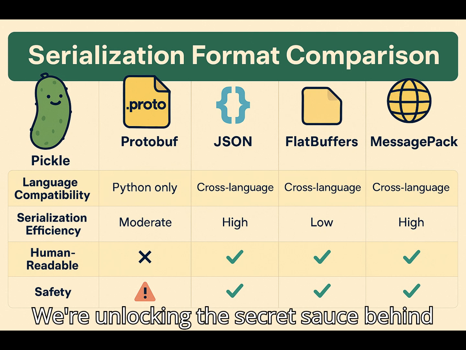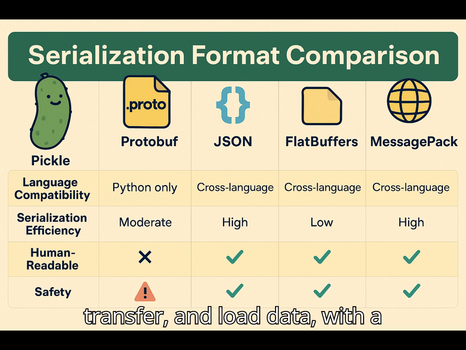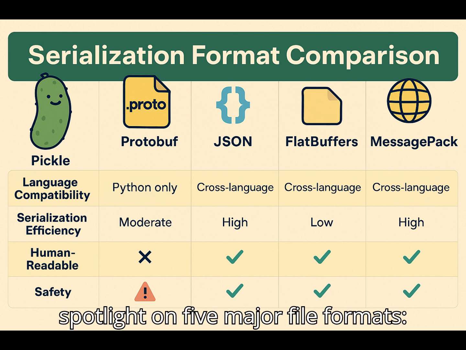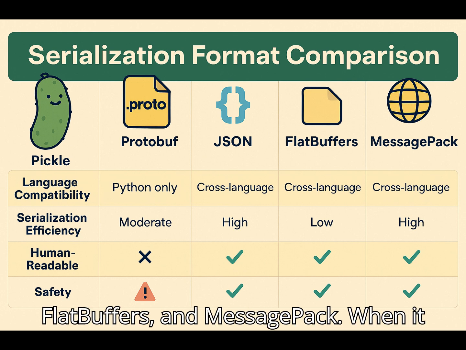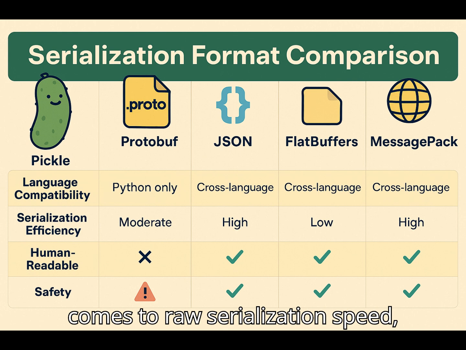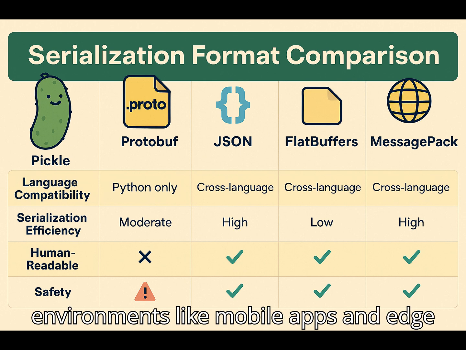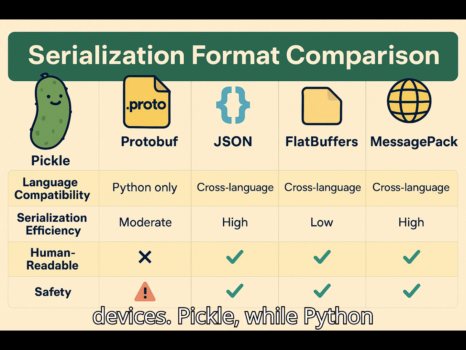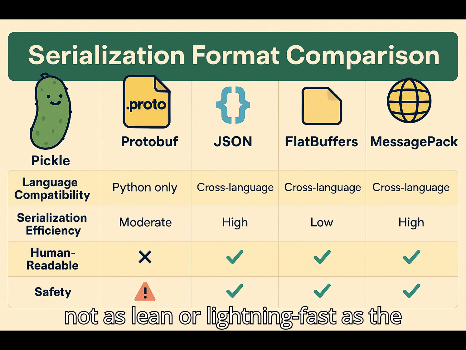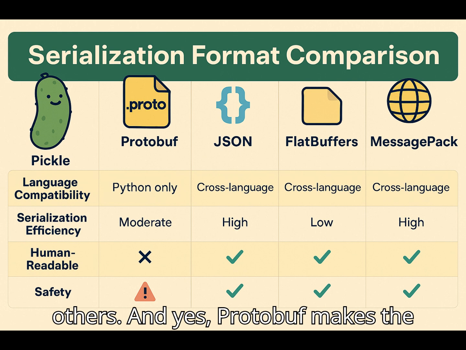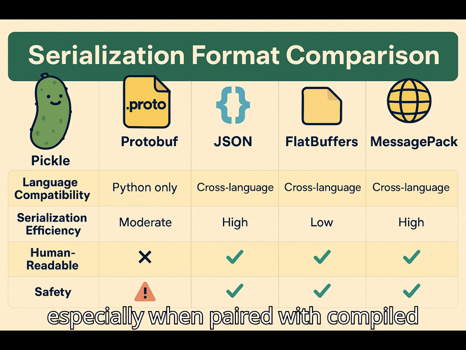We're unlocking the secret sauce behind how machine learning models save, transfer, and load data, with a spotlight on 5 major file formats: Pickle, Protobuf, JSON, FlatBuffers, and MessagePack. When it comes to raw serialization speed, FlatBuffers and MessagePack steal the spotlight, built for high-performance environments like mobile apps and edge devices. Pickle, while Python native, is fast for quick saves, but not as lean or lightning fast as the others. And yes, Protobuf makes the cut, offering impressive efficiency, especially when paired with compiled schema.